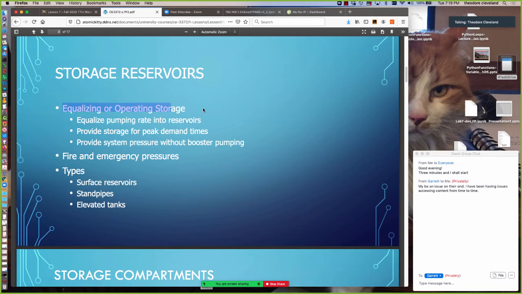What that does is it allows us to use a smaller pump that has either a lower capital cost or lower operational cost and run the pump all the time, rather than have a large pump that you turn on and off a lot. The storage is also to provide storage for peak demand and system pressure without booster pumping.